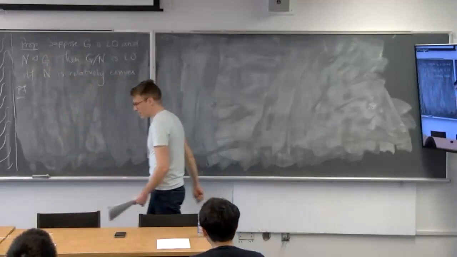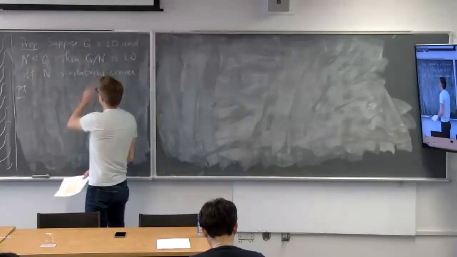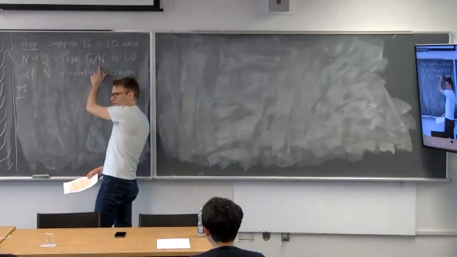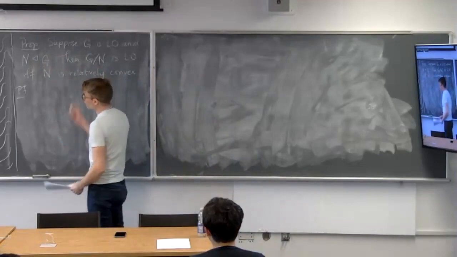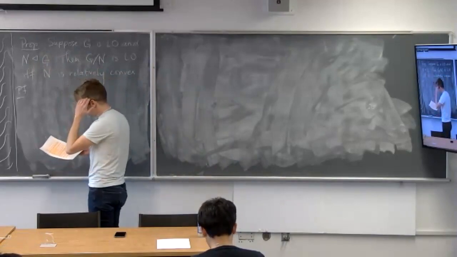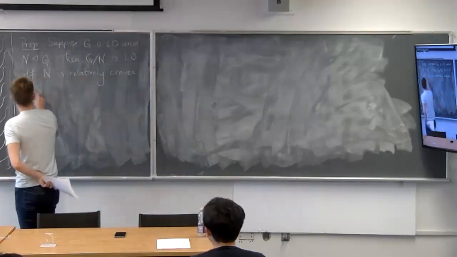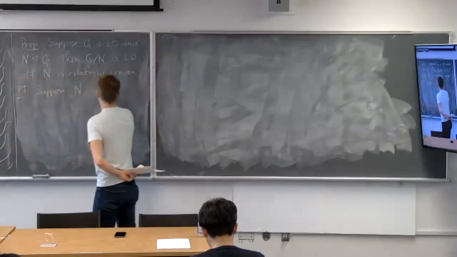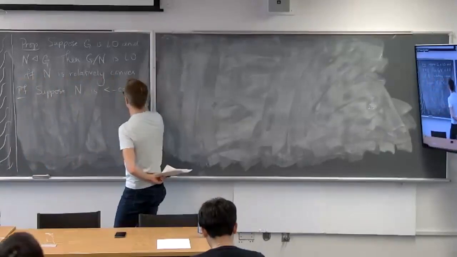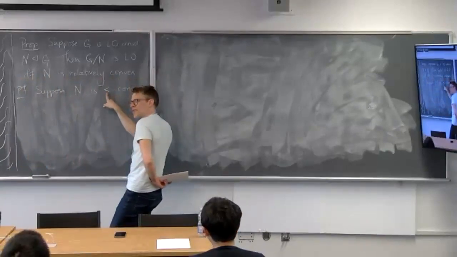The other way is, you want to just say that you can order the quotient by using coset representatives in order to say which is bigger than the other. And that works exactly because N is convex. So let me just say this direction. So suppose N is, well, I don't know how to say this in words, but convex with respect to this order.